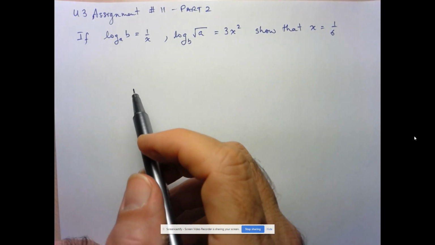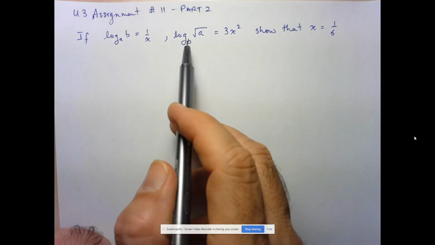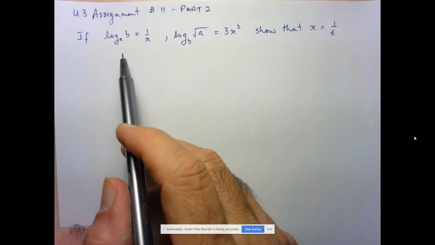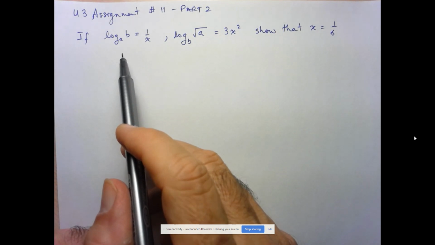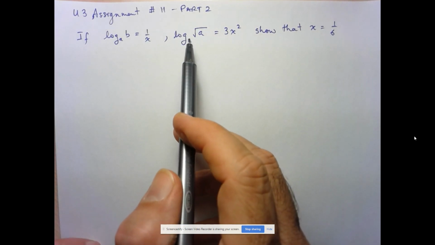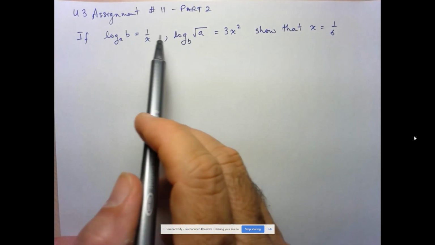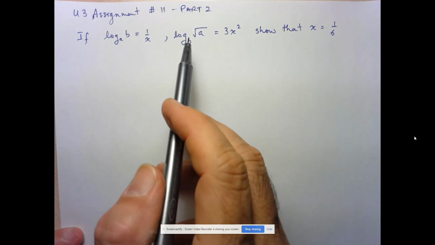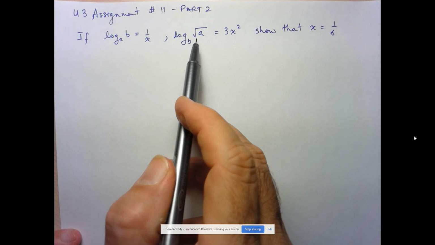As soon as I see something like this, my first instinct is to use the change of base formula. So that's what I'm going to try doing, see how that works. I think this one looks a little more complicated, so I'm going to change the base on this one here, from base B to base A. I'll start with the second equation and rewrite this in terms of base A.